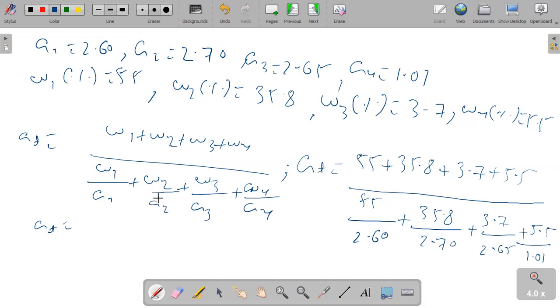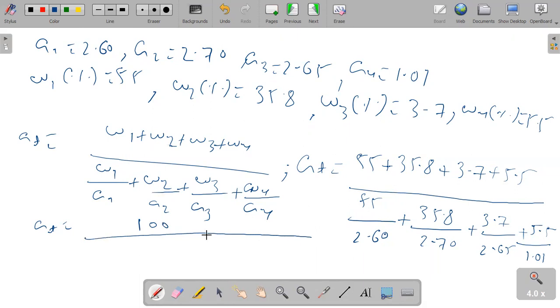So if we calculate all of these things, GT is equal to 55 plus 35.8, plus 3.7 plus 5.5. It is equal to 100.